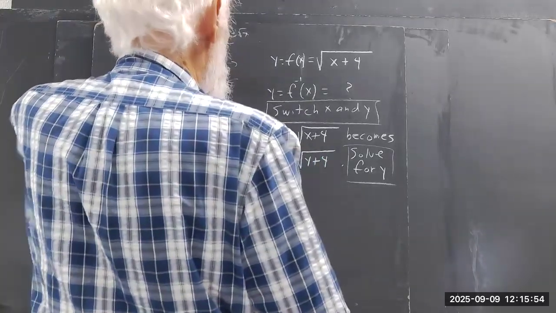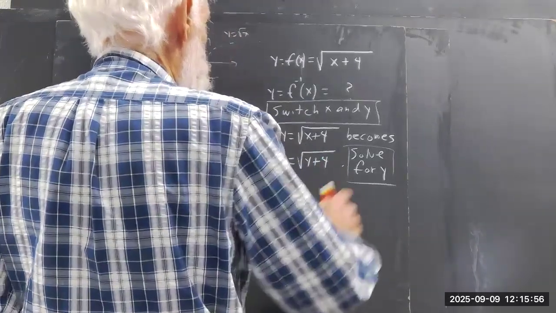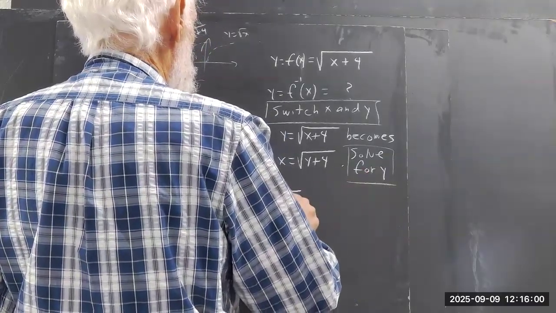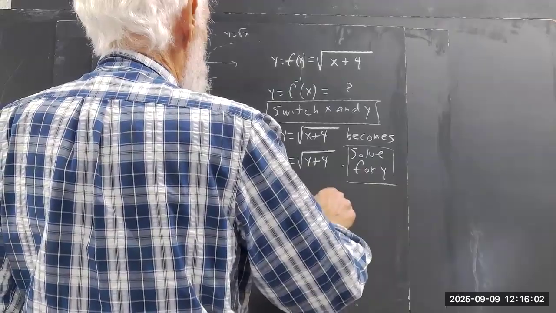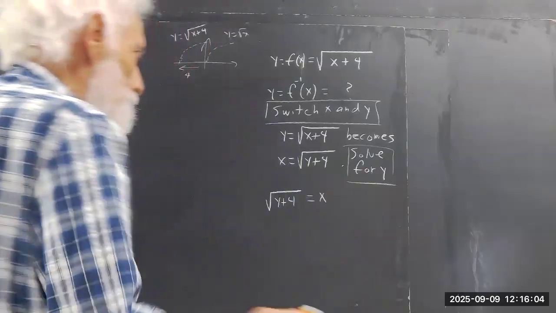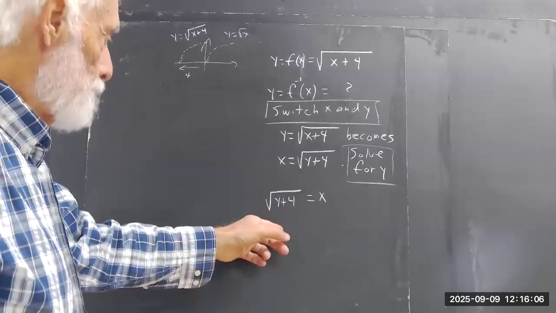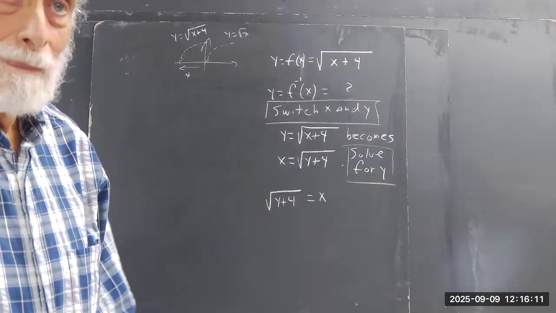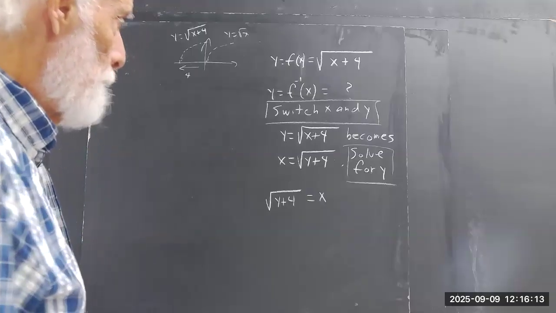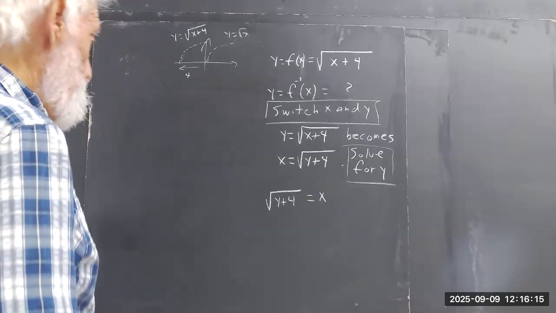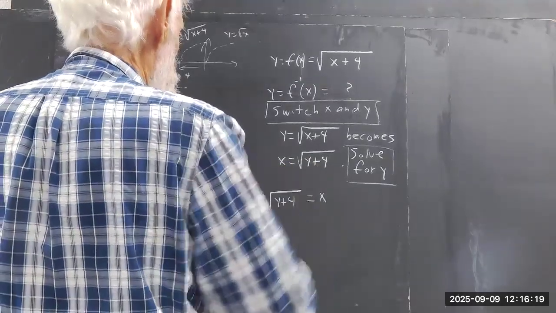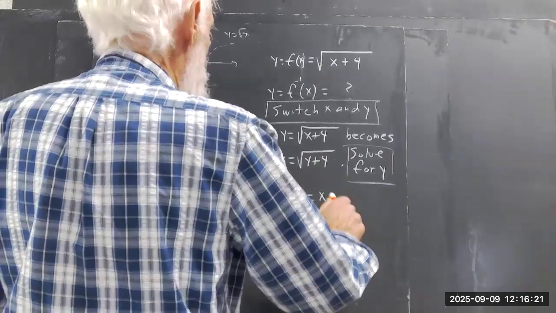Okay, x equals square root of y plus 4. Solve for y. Well, first thing I'll do, just to make it look more appealing, is I'll put the y expression on the left. It's not necessary, but it looks better and it feels better if you do that, whether you put it on the left or leave it on the right.